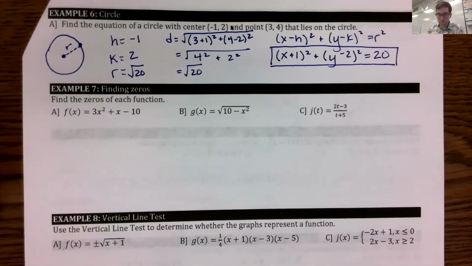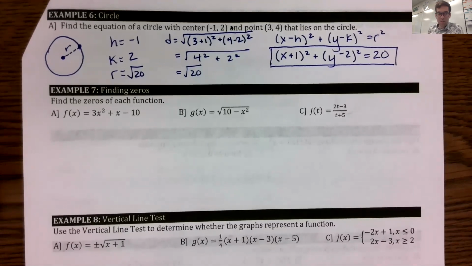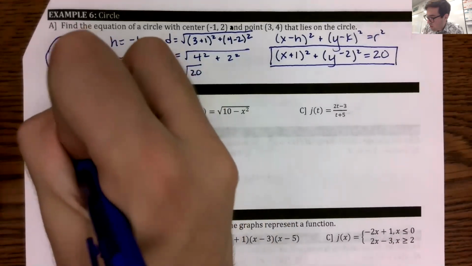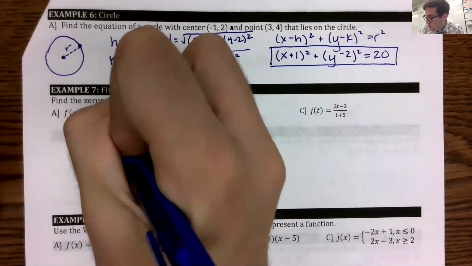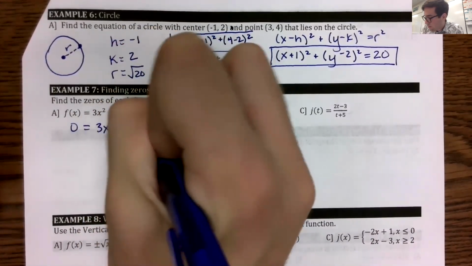Find the zero of each function. All right, so the zeros are the x-intercepts. It's when y equals 0 or when f of x equals 0. That's another way of saying it. So all we're going to do here is set this equal to 0 and then solve for x.